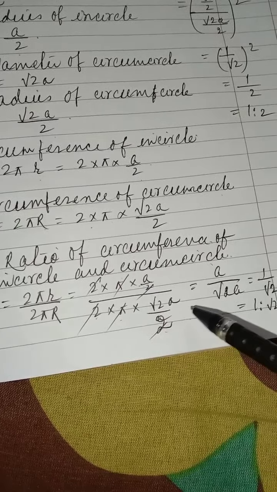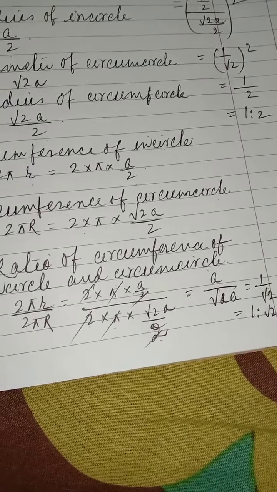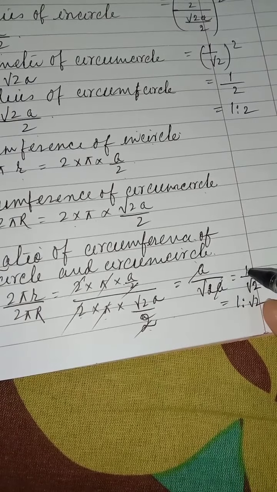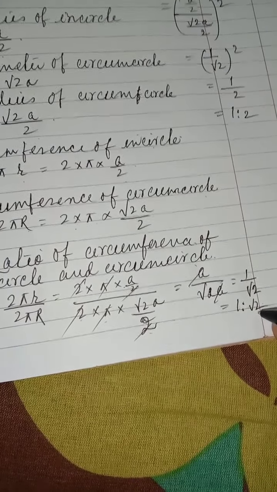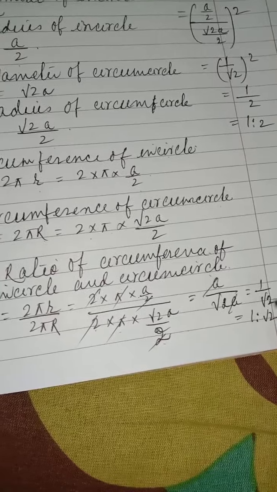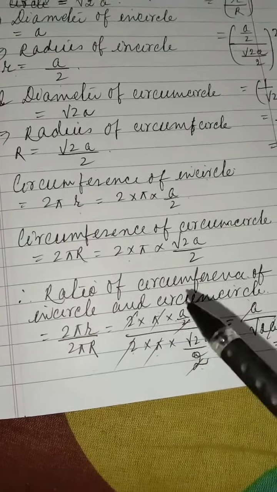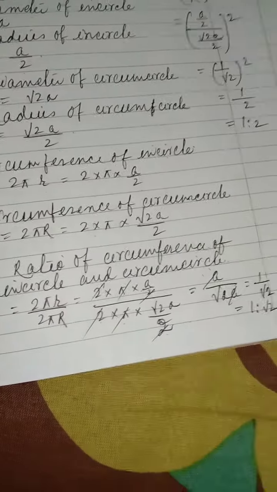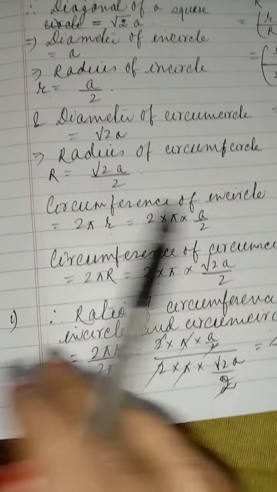So here what we are getting is a by root 2 a. Now this a and a will also be cancelled. So it will come to 1 by root 2, and you can write it as 1 is to root 2. So the ratio of the circumference of the incircle to the circumcircle will be 1 is to root 2. This was the first part.